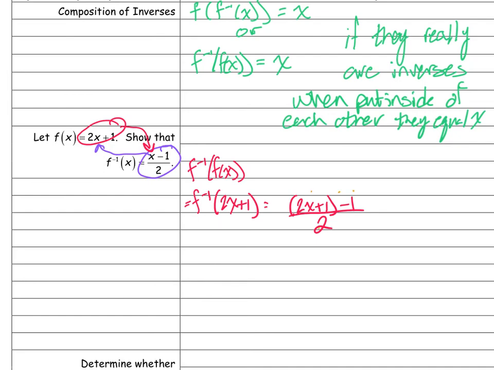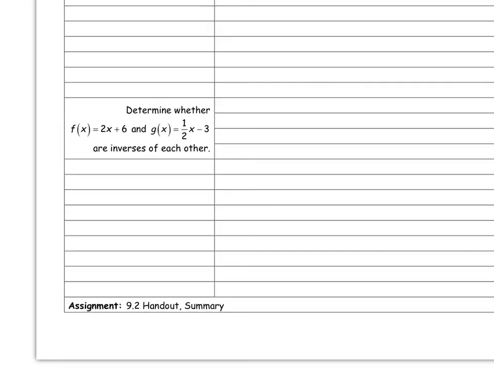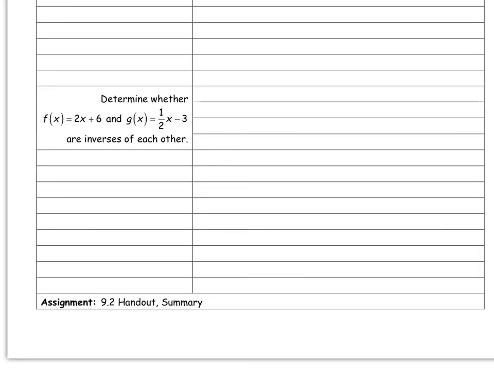So plus 1 minus 1 is 2x divided by 2. My 2's go away, and I get x. So are they inverses of each other? Yeah, we just showed they are because it equals x. That's all you have to do. Put one inside of the other. Okay? And then the next type of problem says, determine whether they're inverses of each other.